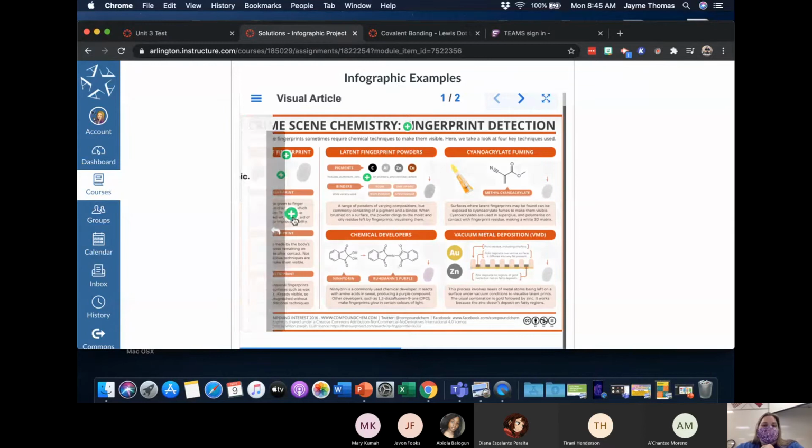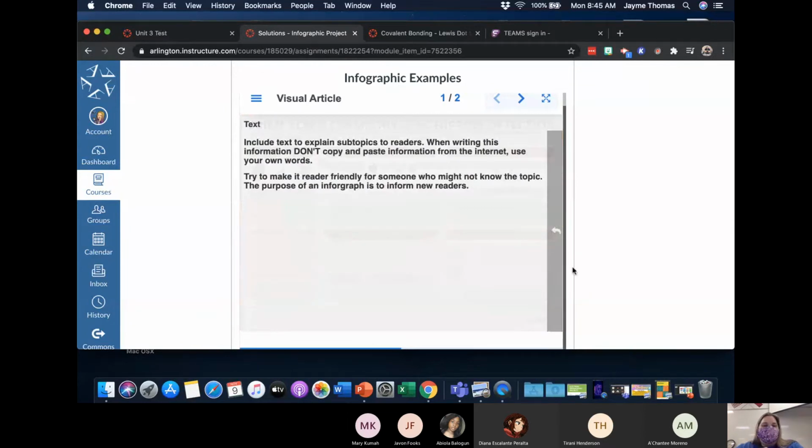You also want to have text. You saw on all the examples I showed you that there was text underneath every subtopic that explained what that subtopic was about. So you want to make sure that you're typing it in your own words. You can reference the internet, but you should not just be copying and pasting information directly from the internet or your notes. You want to make sure it's written in your own words. And I will tell you, it's usually pretty obvious when you just copy and paste, because a lot of times I'm like, there's no way that they would say this.